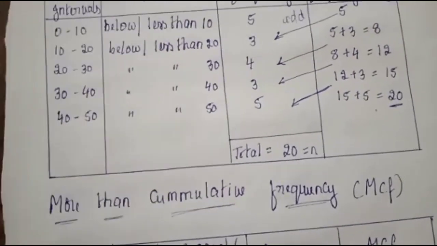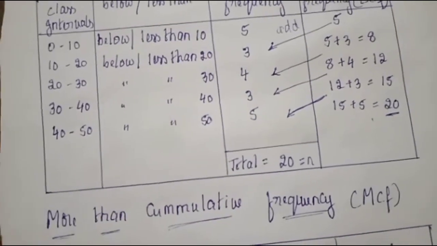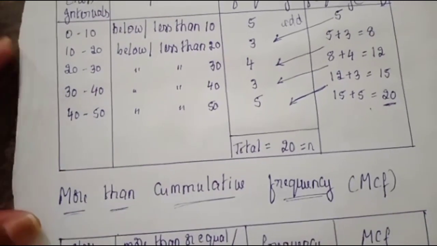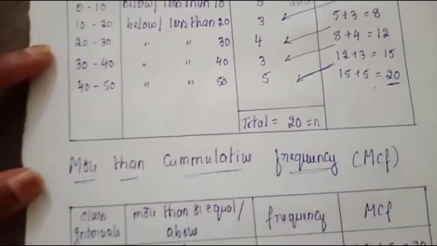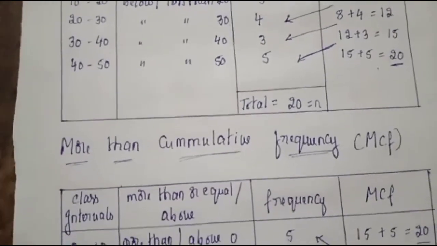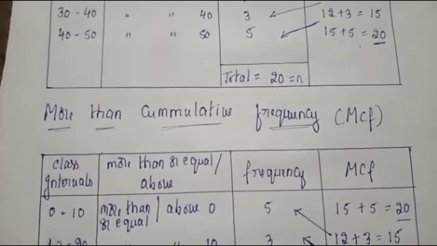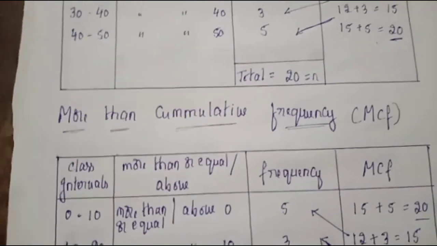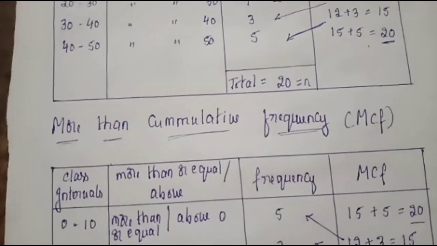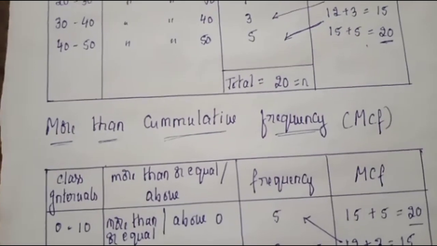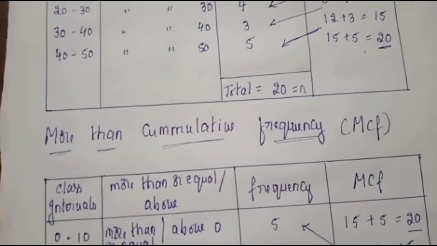So with this knowledge we can move to the next topic, that is called median class. So what is median class? In the mode concept we already learned modal class. What is modal class? Just recall. The modal class is the class interval where you have maximum frequency. So that is called modal class.